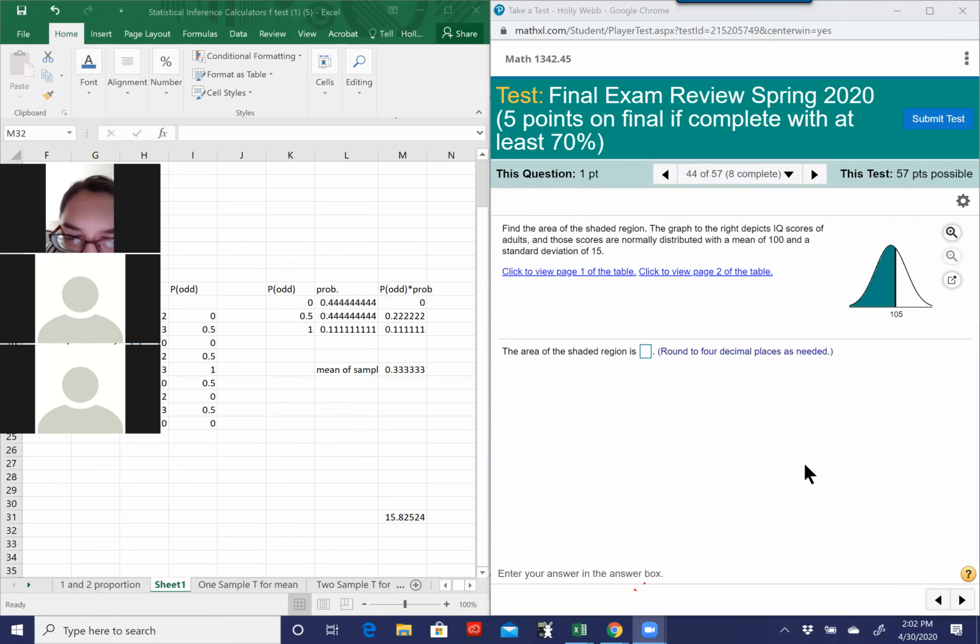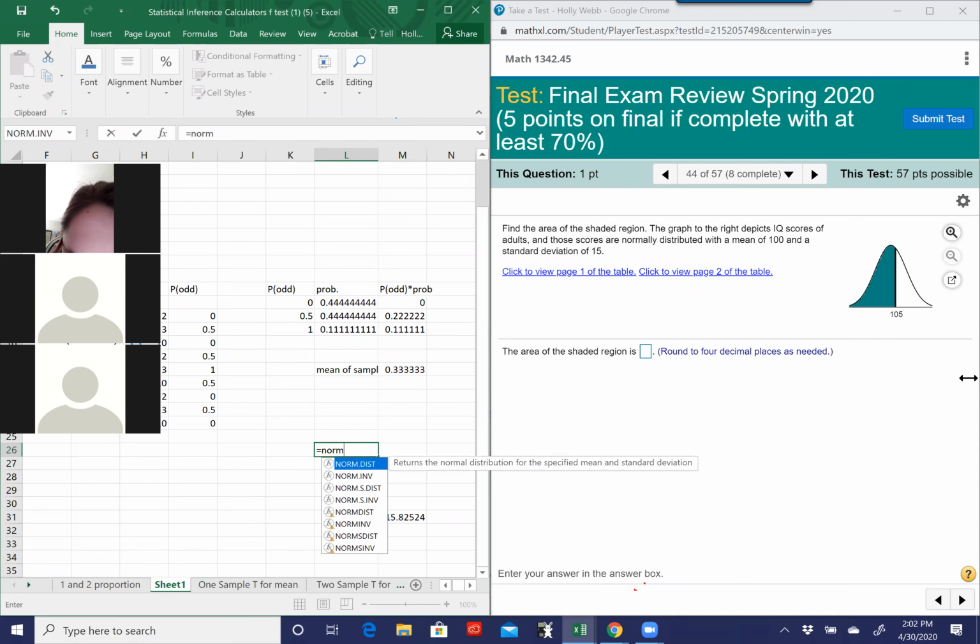Okay, let's go on. You guys need to see that one, or can we go on? I would just do it just in case. Okay, all right. So norm.dist. Because we're already given the data point, we're looking for the area to the left. So we're going to say equals norm.dist. And x, so our x is 105. That's our data point.